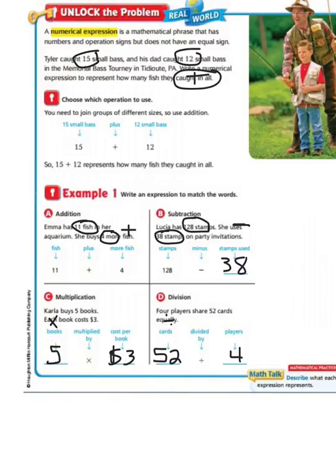Notice that when we've written each of our numerical expressions, whether it's been addition, subtraction, multiplication, or division, we have not included an equal sign in any of those because if we look back at our definition for a numerical expression, it says it's a mathematical phrase that has numbers and operation signs, being our plus, our minus, our multiply, or divide, but does not have an equal sign. So if it has an equal sign, it is not going to be a numerical expression.